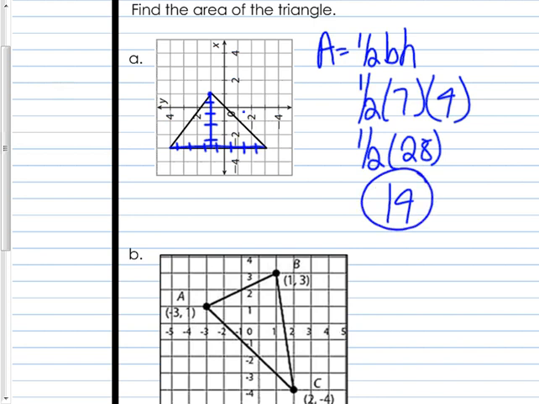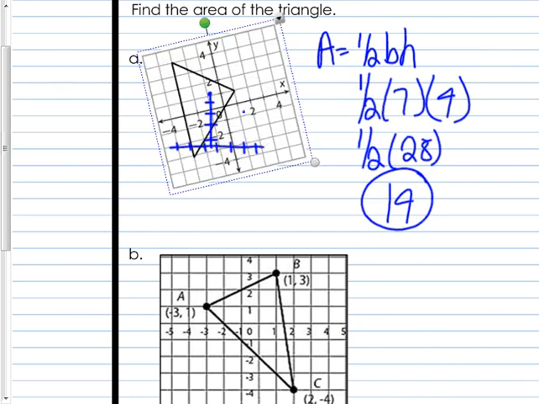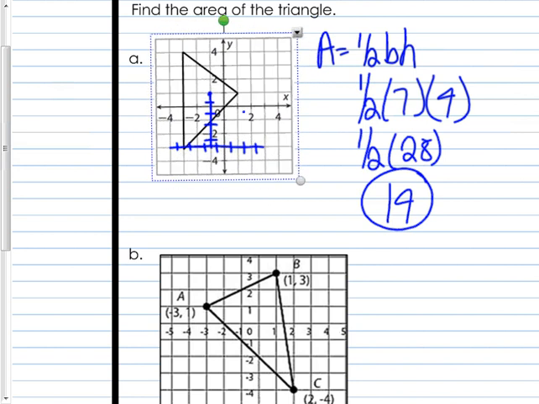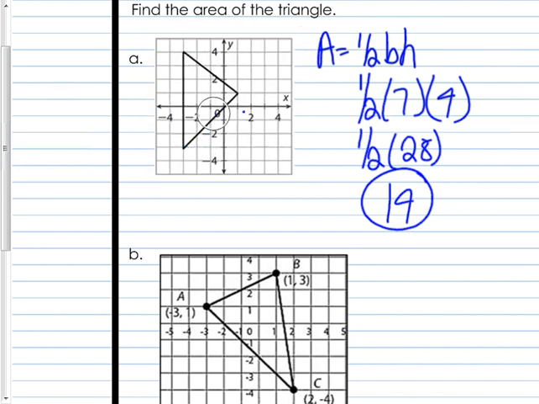Because that one's on a coordinate grid with a nice straight line and a perpendicular height, you're able to easily find it. Okay? Don't get confused because it's sideways. You can turn it back this way, and it's still there. Okay? The base would be the nice straight line, and the height would be from the vertex to the base. Okay, even though it's sideways.